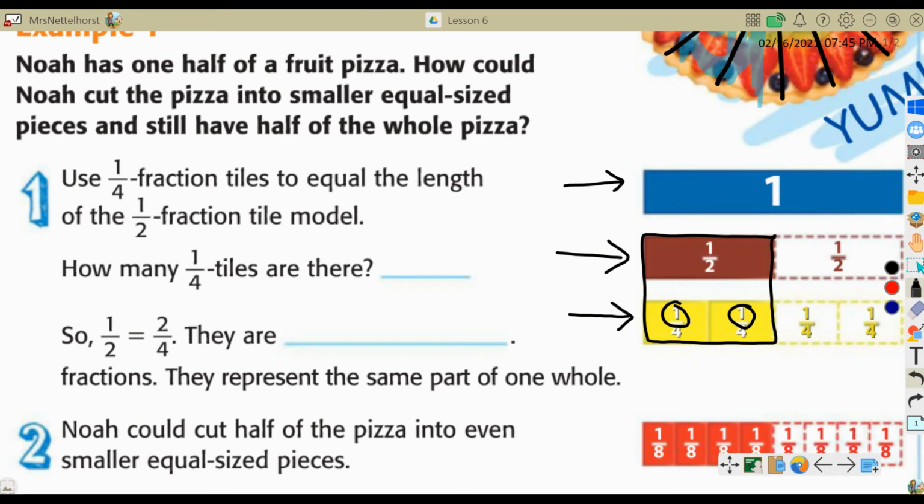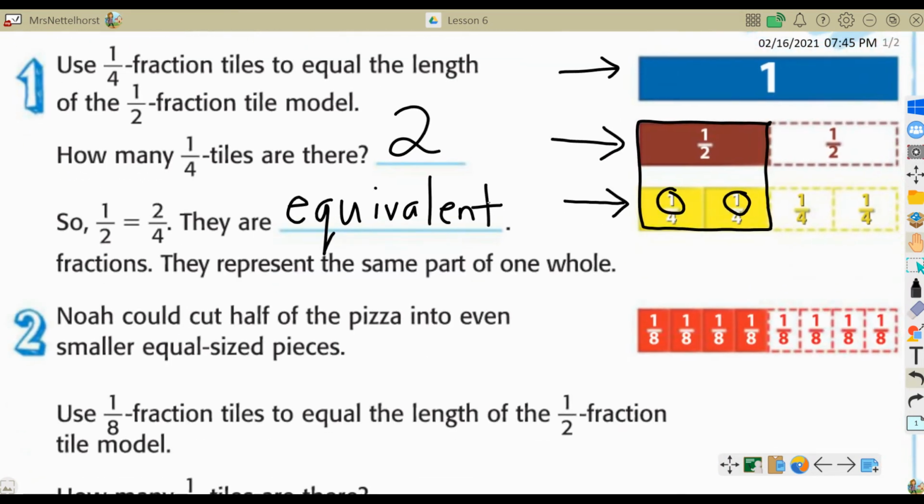There are 2 quarters. So it takes 2 1/4 tiles to make 1/2. So 1/2 is equal to 2/4. They are equivalent. Remember, the equal sign says "the same as." So 1/2 is the same as 2/4. Okay, they are equivalent fractions. They represent the same part of one whole. Noah could cut half of the pizza into even smaller equal-sized pieces.